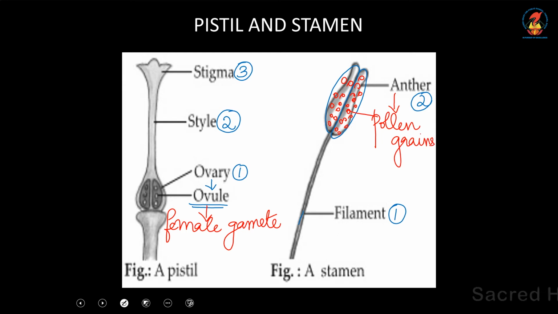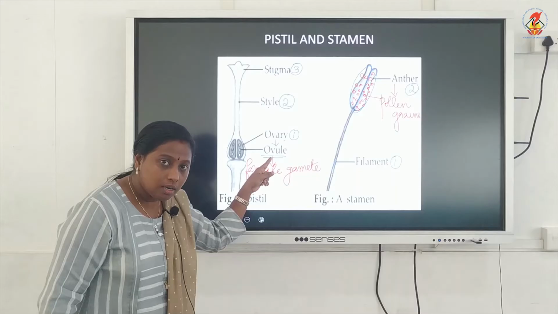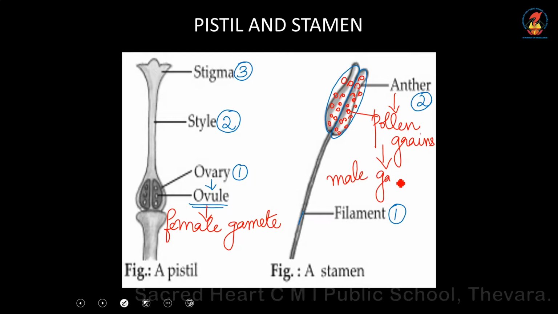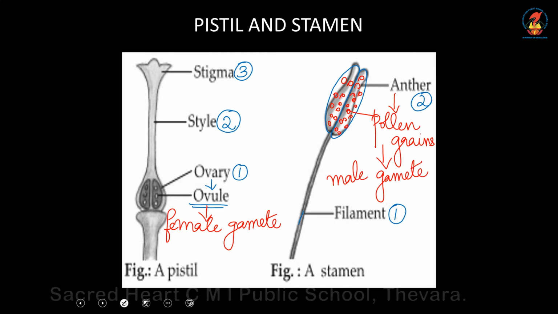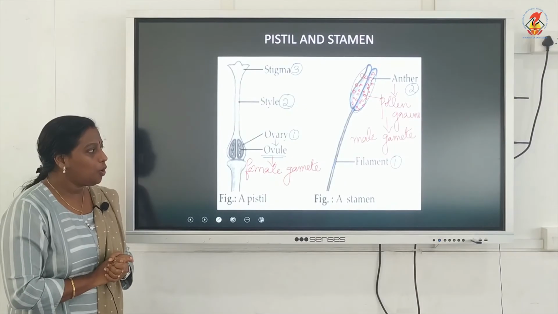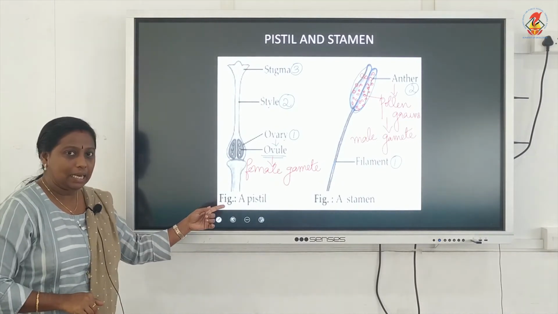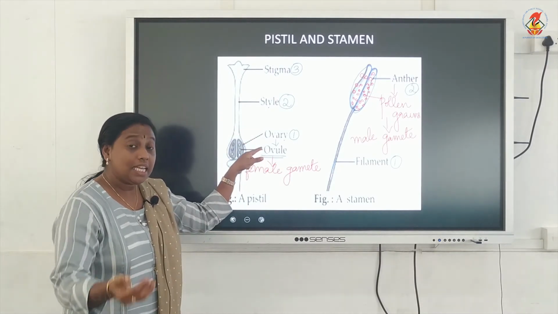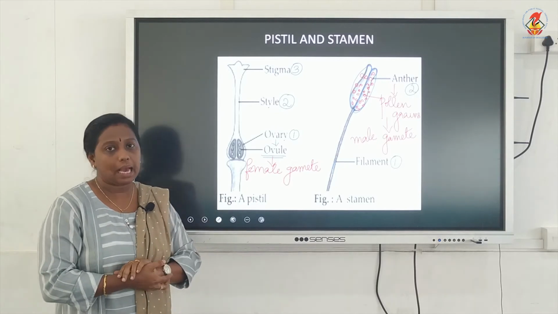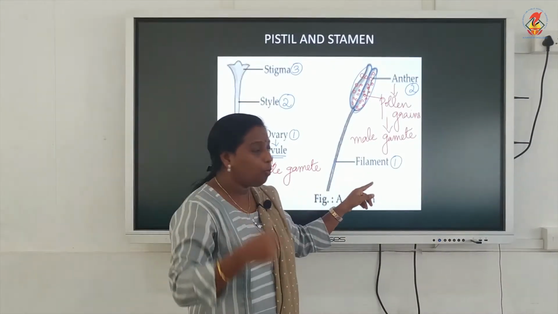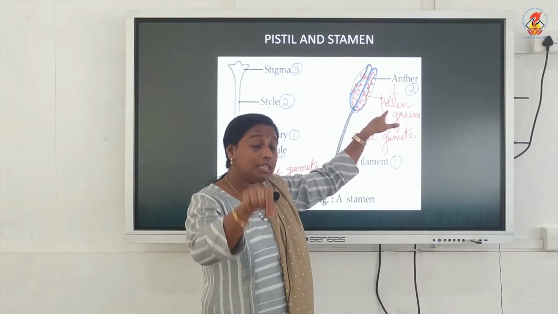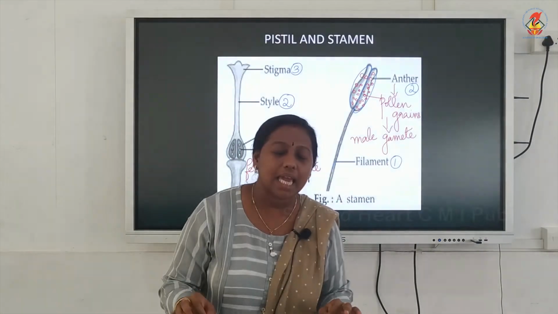Now, inside the pollen grain, what is present? As there is a female gamete inside the ovule, there will be a male gamete inside the pollen grain. So, hope this is clear. Once more, coming to a pistil, pistil is having three parts, ovary, style and stigma. Inside the ovary you will get ovule, inside the ovule you will be getting a female gamete. Similarly, a stamen is having two parts, a long filament and a bilobed anther. Inside the anther you get pollen grains, and within the pollen grains you can see the male gametes.